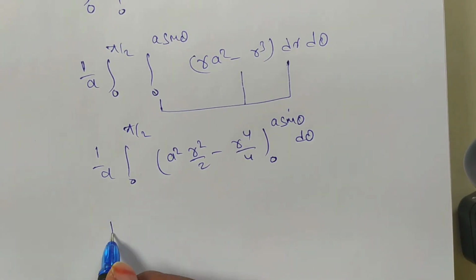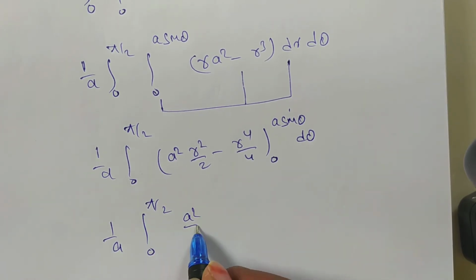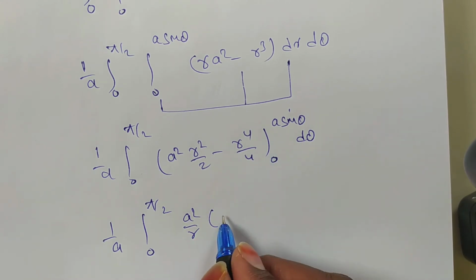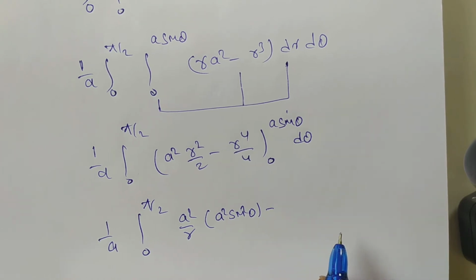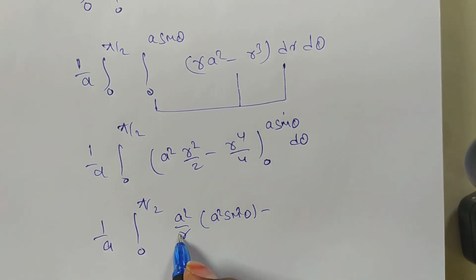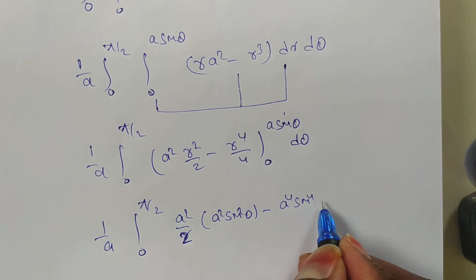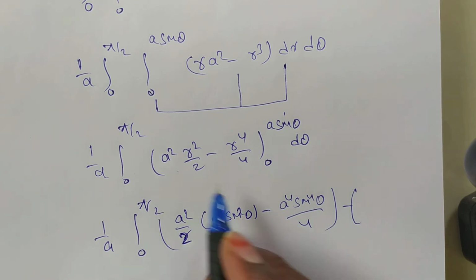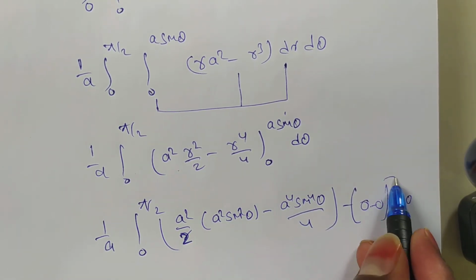Now 1 by a integral from 0 to pi by 2. This is a square by 2. Now if you substitute the upper limit, then r square is nothing but (a sin theta) whole square, that is a square sin square theta, minus a power 4 sin to the power of 4 theta by 4. The upper limit is over, minus the lower limit 0, here also 0 only, into d theta.